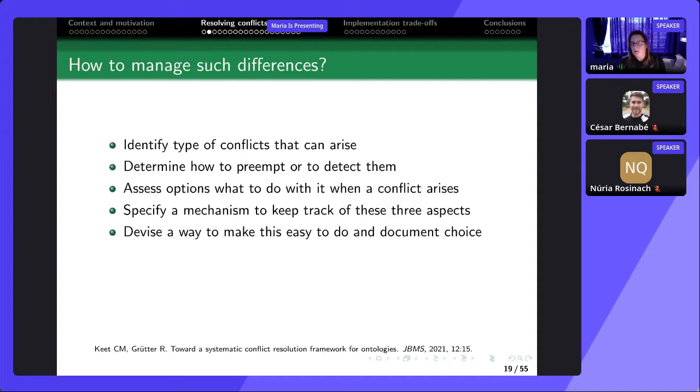We need a way to assess options for what to do when a conflict arises, how we come up with the options, and how we manage those things, and to specify a mechanism to keep track of these aspects, so that somebody a year later will still be able to figure out why this design decision was made, rather than thinking, okay, that's not the decision I would have made, because they have perhaps partial information. And then at the end, obviously, devising a way to make this easier for the ontology developer, both to do as well as to document it, so we have a trail of those decisions being made.